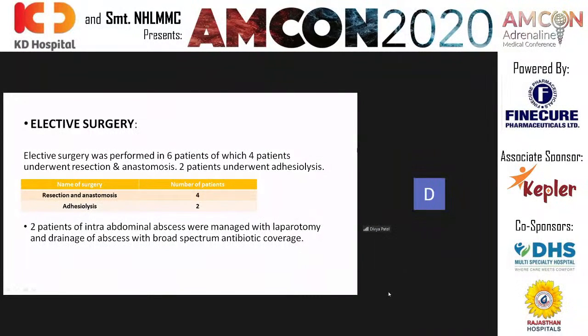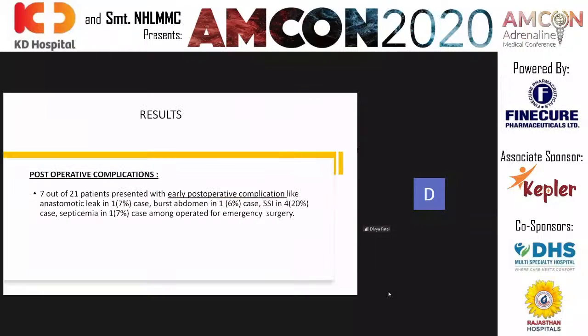Elective surgery. Elective surgery was performed in 6 patients, of which 4 patients underwent resection and anastomosis and 2 patients underwent adhesiolysis. 2 patients with intra-abdominal abscess were managed with laparotomy and drainage of abscess with broad-spectrum antibiotic coverage. Result. Post-operative complications: 7 out of 21 patients operated for emergency surgery presented with early post-operative complications like anastomotic leak, burst abdomen, SSI, and septicemia.